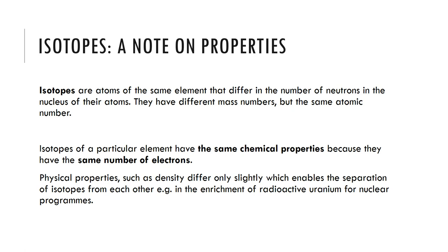So the physical properties such as density will differ, but only slightly, because 1 AMU is not very much at all. This means that we can separate isotopes from each other when we look at things like the enrichment of radioactive uranium and things like that for nuclear programs based on mass, but mass only. We can't separate them based on any chemical properties because they're dependent on the electron configuration.